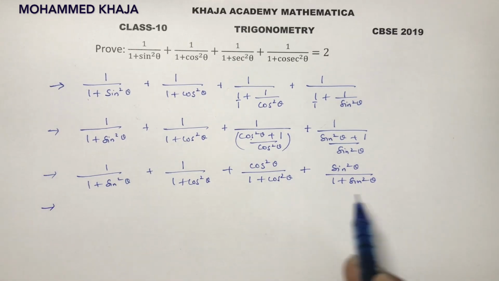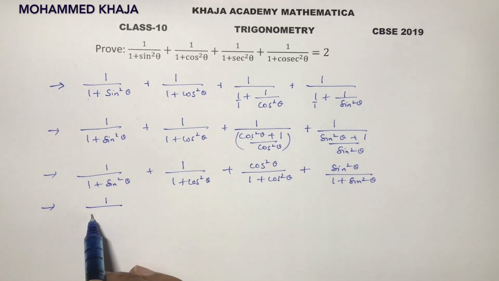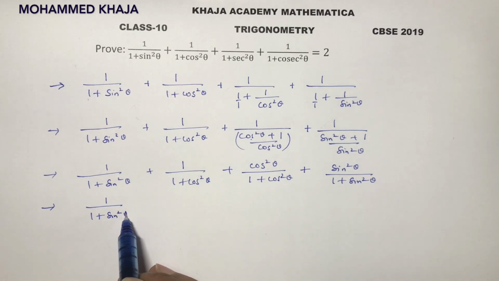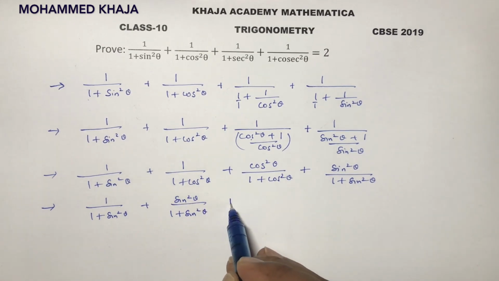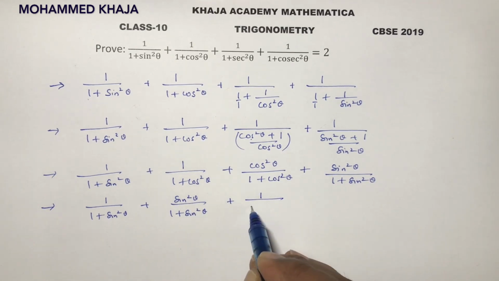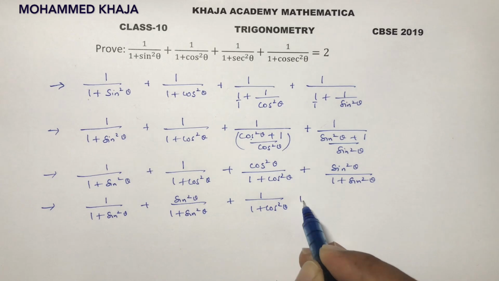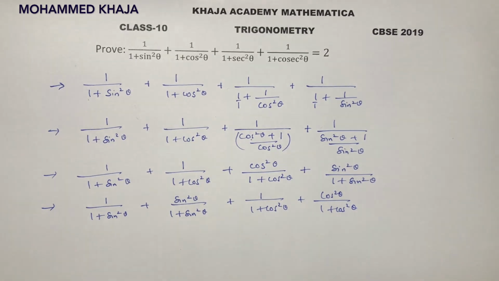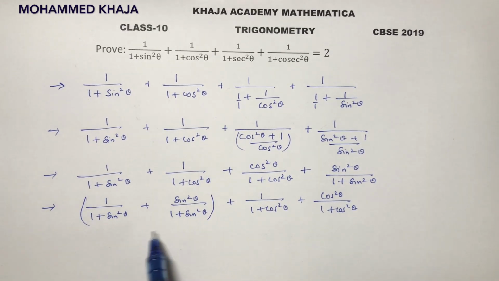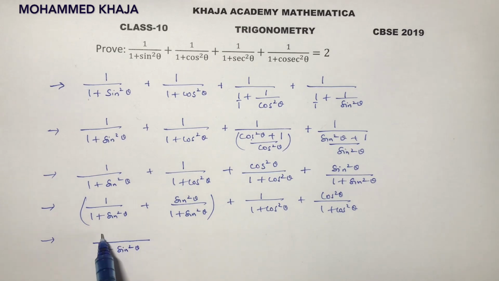Now see, write the sine terms together, so 1 by 1 plus sine square theta plus sine square theta by 1 plus sine square theta, plus if you write the cos terms together, 1 by 1 plus cos square theta plus cos square theta by 1 plus cos square theta. Now see, in these two terms the denominators are same, so 1 plus sine square theta is the LCM. So here already we have 1 plus sine square theta, so 1, and here plus sine square theta.